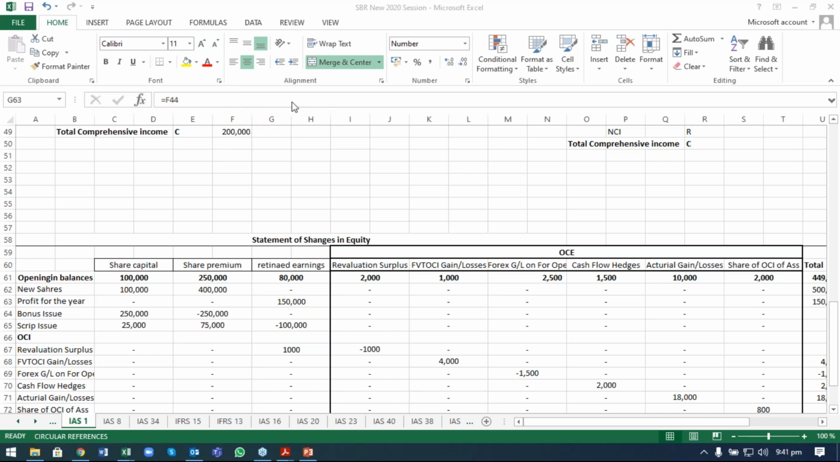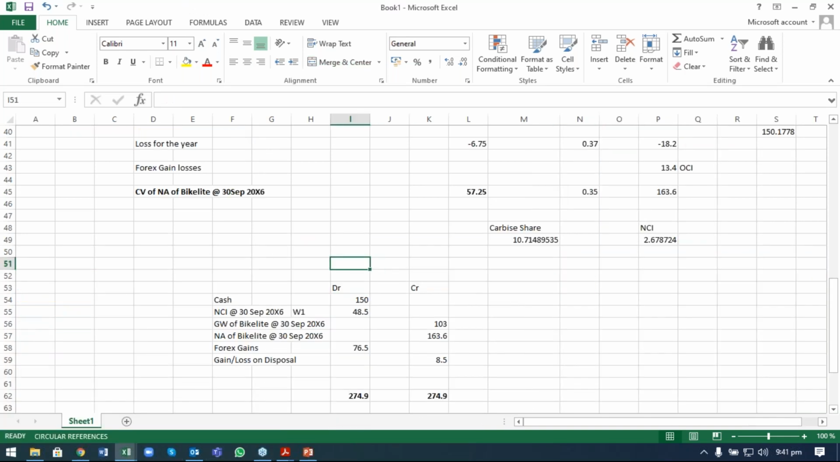Sure, I'll be repeating the foreign exchange gain losses. All of you, once again, listen carefully. Foreign exchange gain losses on foreign operation should always be recycled to the profit and loss account. I believe that's the question. If the question is different, then I'll be looking back into this working.